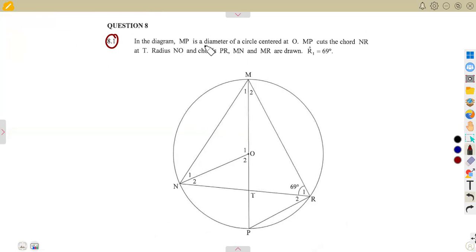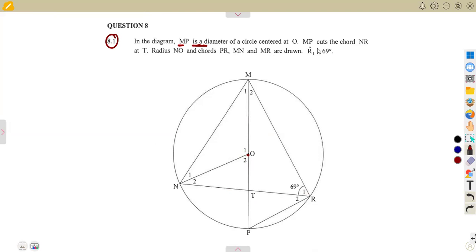MP is a diameter. So there is MP, which is the diameter of this circle, centered at O. MP cuts the chord NR at T. So the chord NR is being cut by this diameter at a point T, when they intersect at T. The radius NO and the chords PR, MR, that is MN and MR, are drawn. So these are other chords, radius, and so forth.